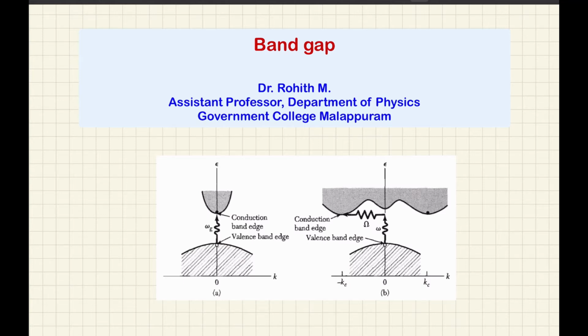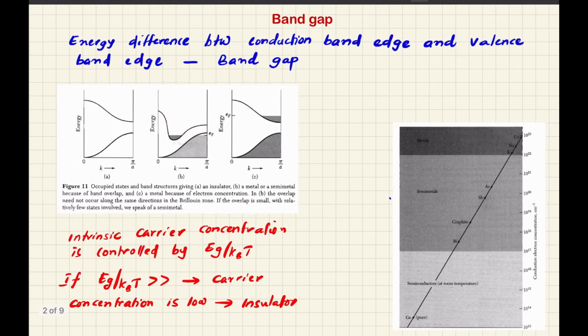In this video we'll be looking at how to define the band gap. It's an important parameter which is taken into account when we discuss the carrier concentration and nature of the material, etc. The band gap, or energy band gap, is the energy difference between the conduction band edge and the valence band edge. So this is the definition of band gap.